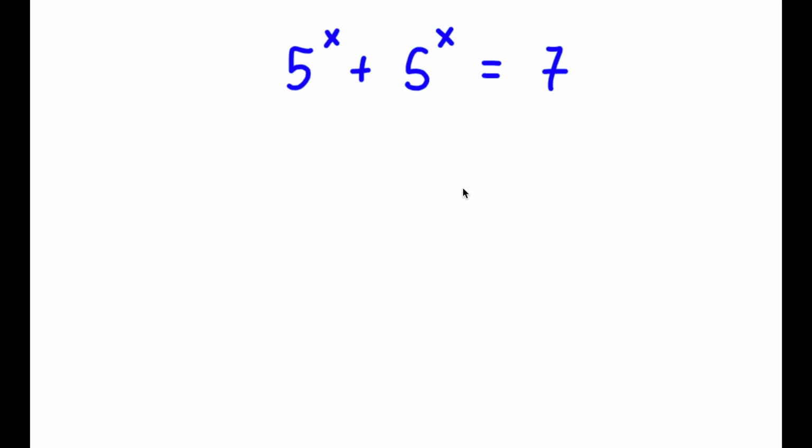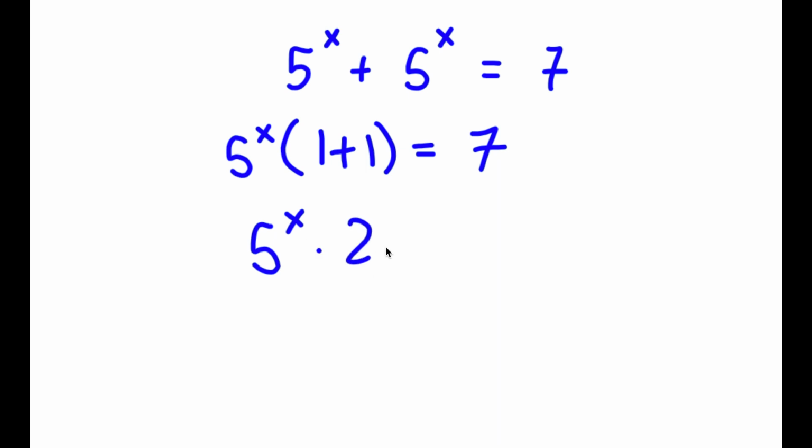Alright, so in this problem, I have 5 to the power of x plus 5 to the power of x is equal to 7. So to solve this, I'm going to first start by factoring out 5 to the power of x. So now I have 5 to the power of x times 1 plus 1 is equal to 7. Now 1 plus 1, that's 2, so I have 5 to the power of x times 2 is equal to 7.